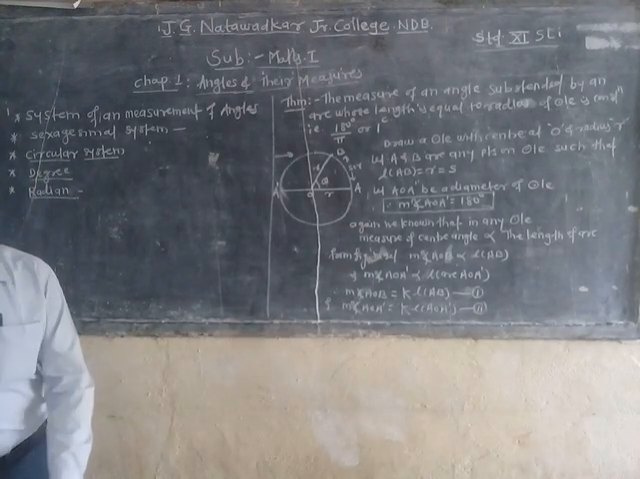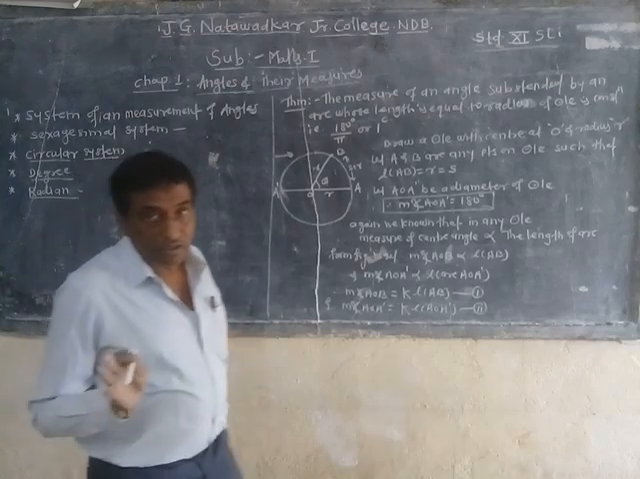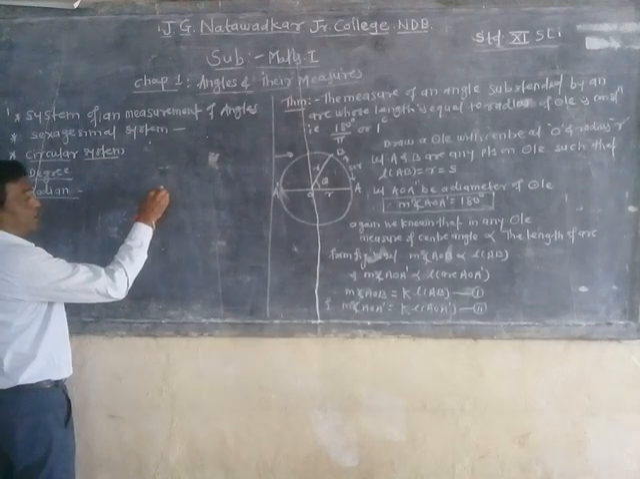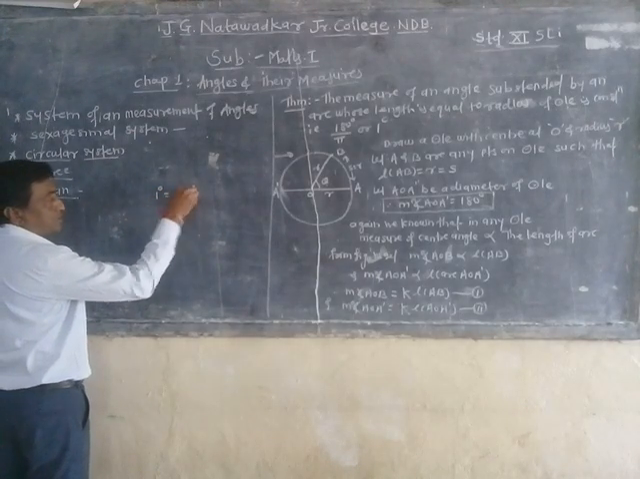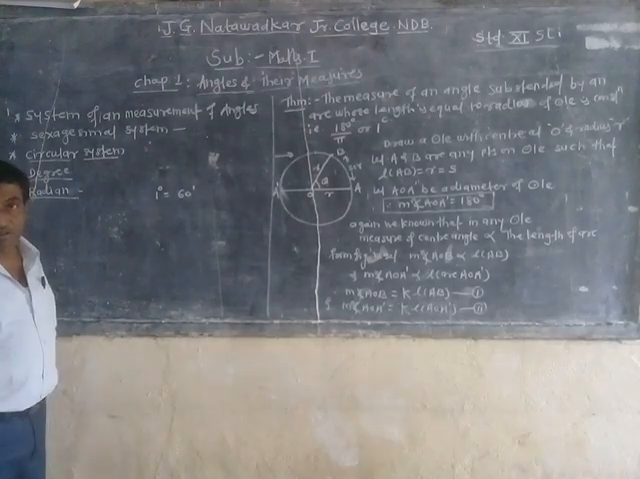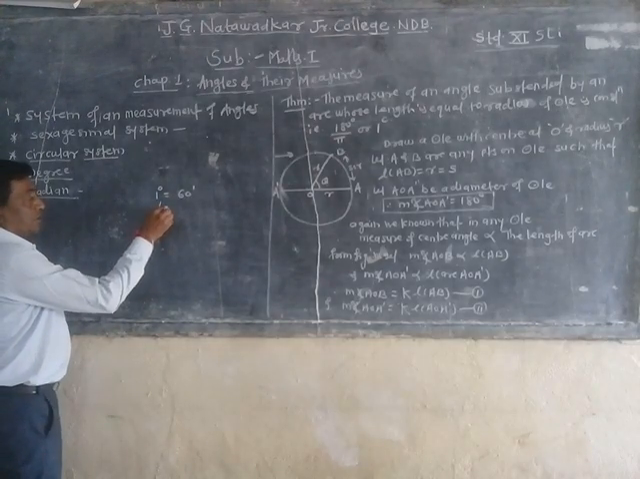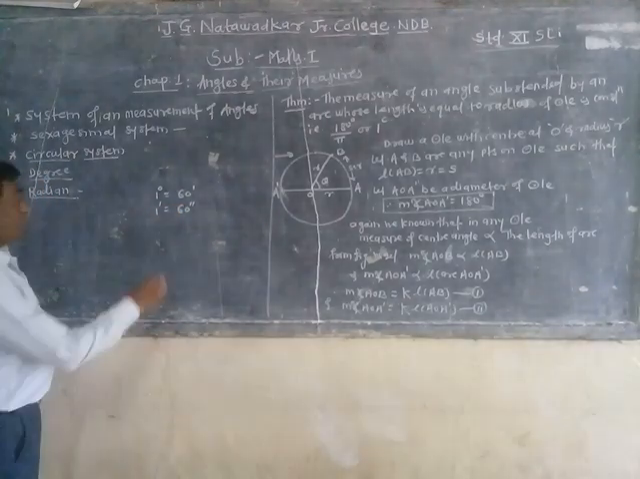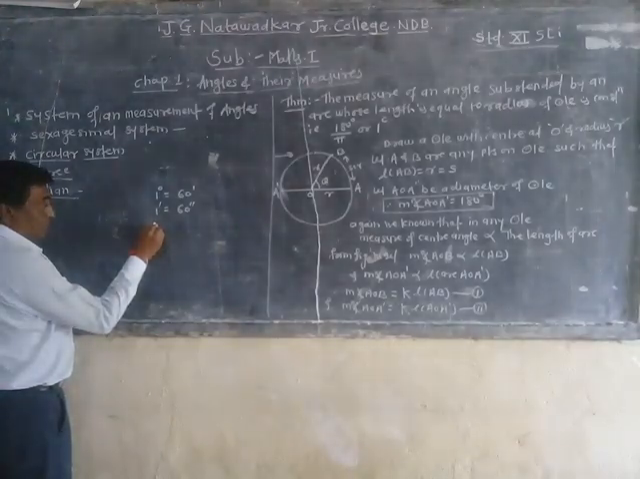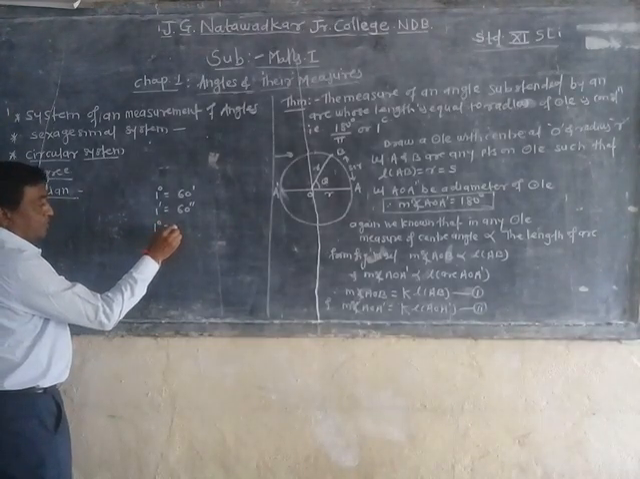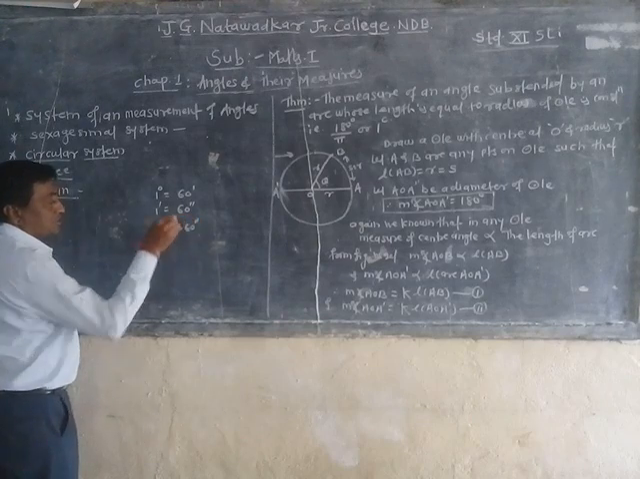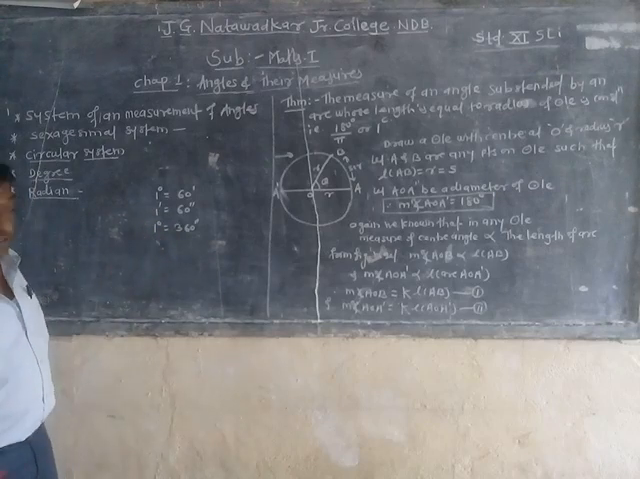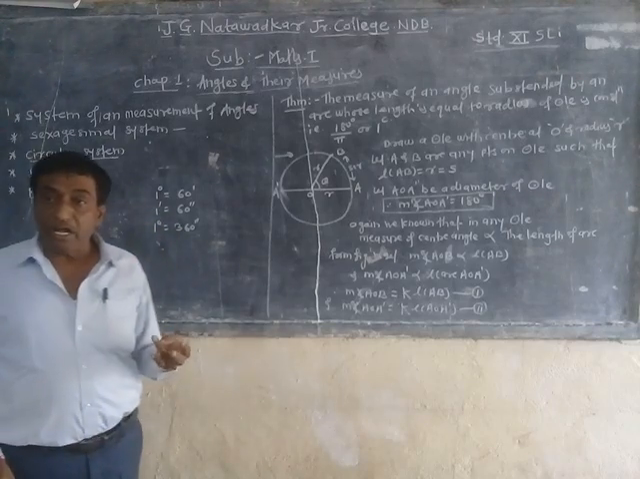So we see the relation between degree, minute and second. The first relation is that 1 degree is equal to 60 minutes. Minute is denoted by a single dash. 1 minute is equal to 60 seconds. Again, 1 degree is equal to 360 minutes, and so 1 degree is equal to 3600 seconds. So this is the relation between degree, minute and second.